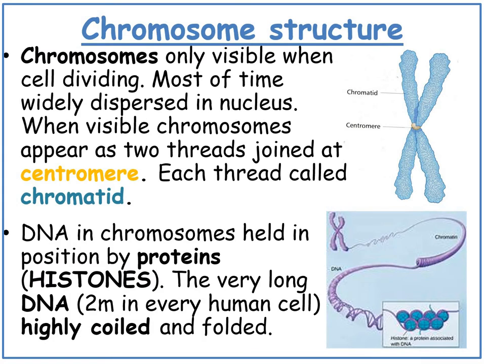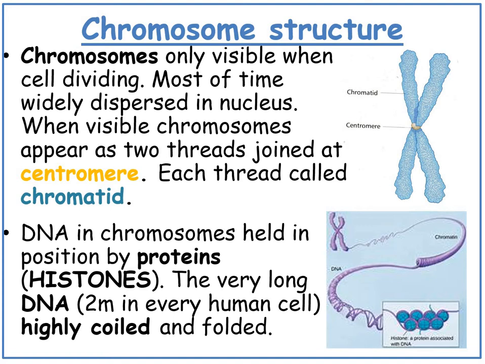Okay, now we'll look at the chromosome structure of eukaryote cells. The chromosomes are found in the nucleus. Chromosomes only become visible in prophase, so at the start of nuclear division. Most of the time, the chromosomes are widely dispersed in the nucleus. When visible, though, the chromosomes appear as two threads called chromatids, which are attached by the centromere.